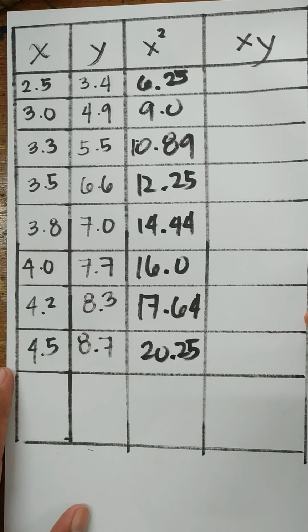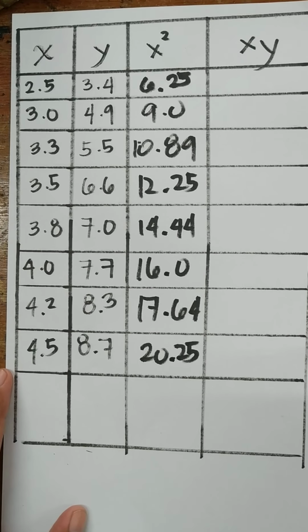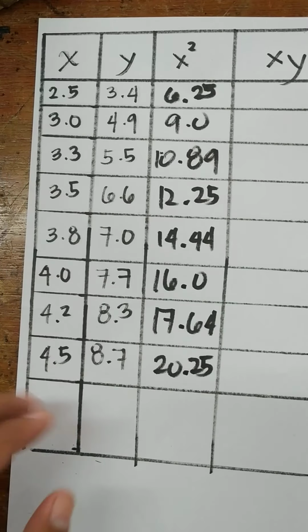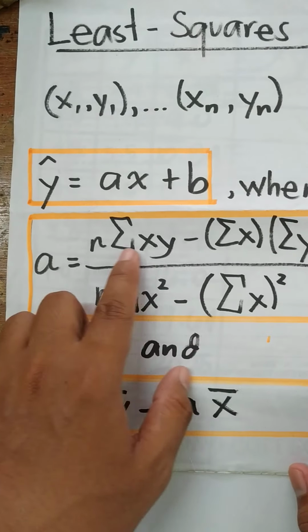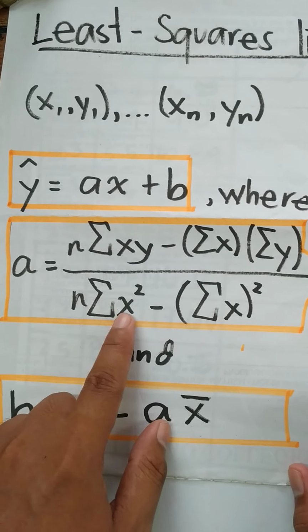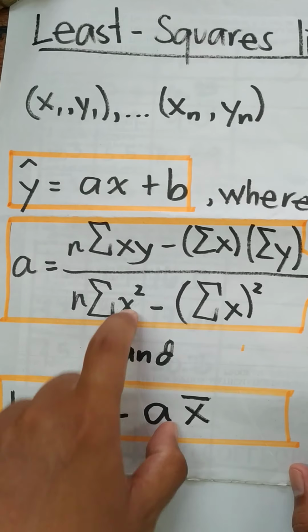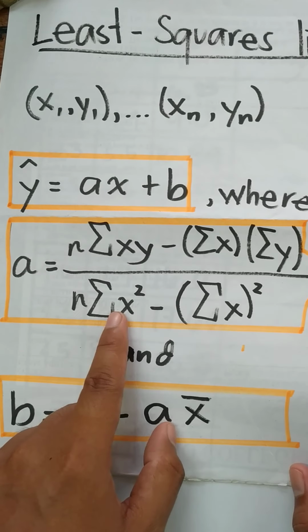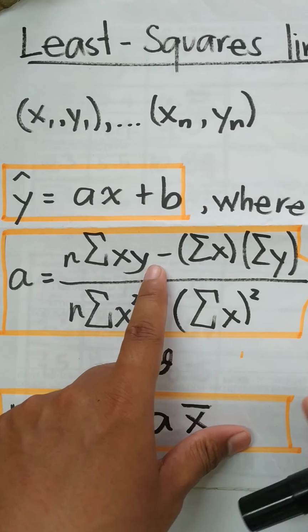Next, we have xy. Why is xy included, and why does it not have y squared? Because we do not have y squared in the formula, but we have an x squared. That means we need to find all our x squared values and sum each of them to find our summation of x squared. That's why we don't have any y squared.